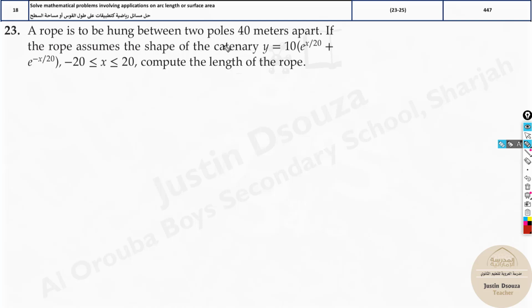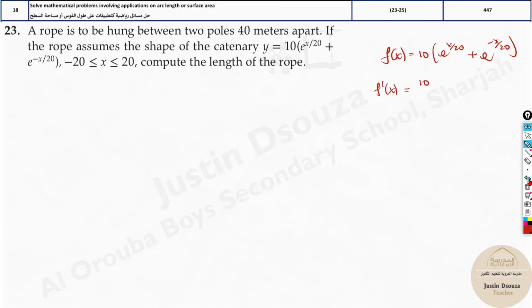Then they have given the catenary equation here, that is y is equal to 10 e to the power x by 20, and same thing. So let's directly solve it. You can write it as y or function of x, f of x is the same thing: 10 into e to the power x by 20 plus e to the power minus x by 20. Now when I differentiate it, I'm going to do it directly.